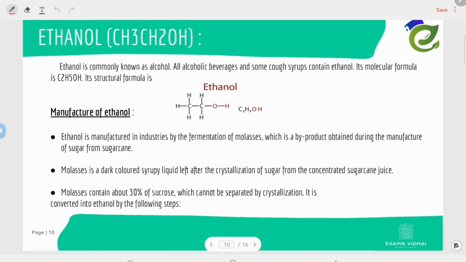Talking about ethanol. Ethanol is commonly known as alcohol. All alcoholic beverages and some cough syrups contain ethanol. Its molecular formula is C2H5OH and its parent is ethane. How do we manufacture ethanol? Ethanol is manufactured in industries by the fermentation of molasses.